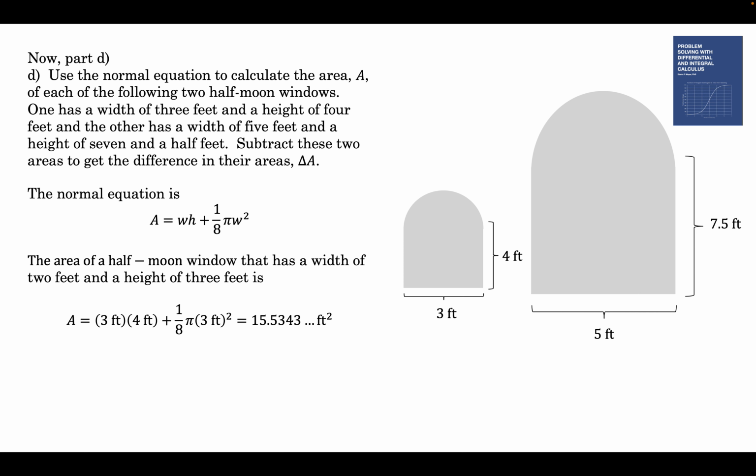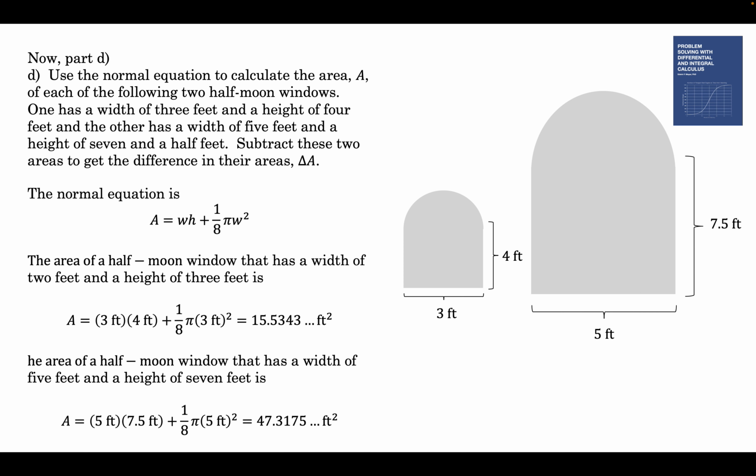15.5343 square feet for the small window. The big window is 47.3175. The difference is 31.78. That's the answer to part D.